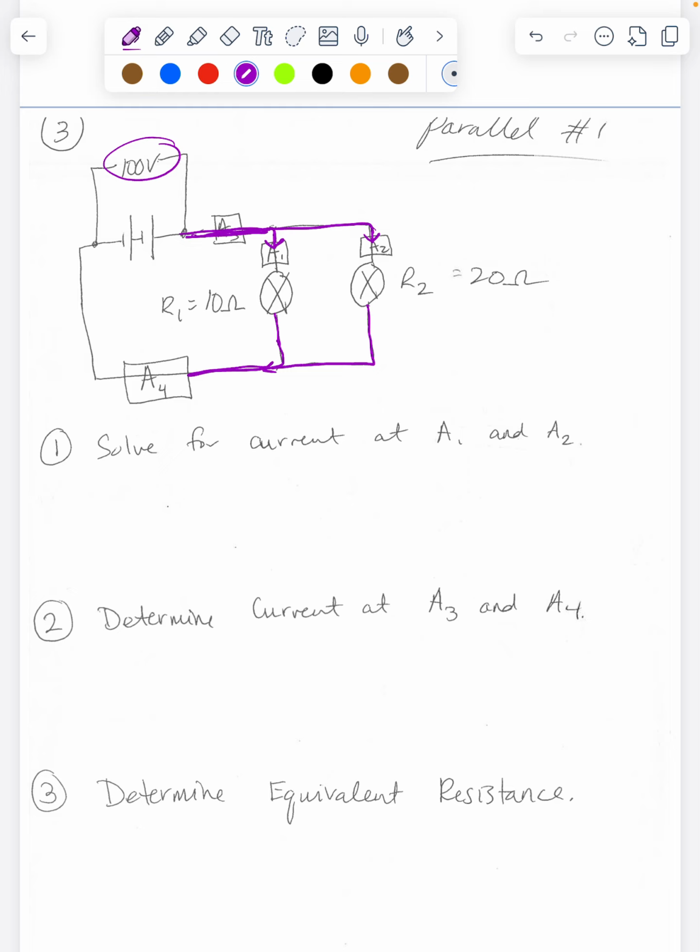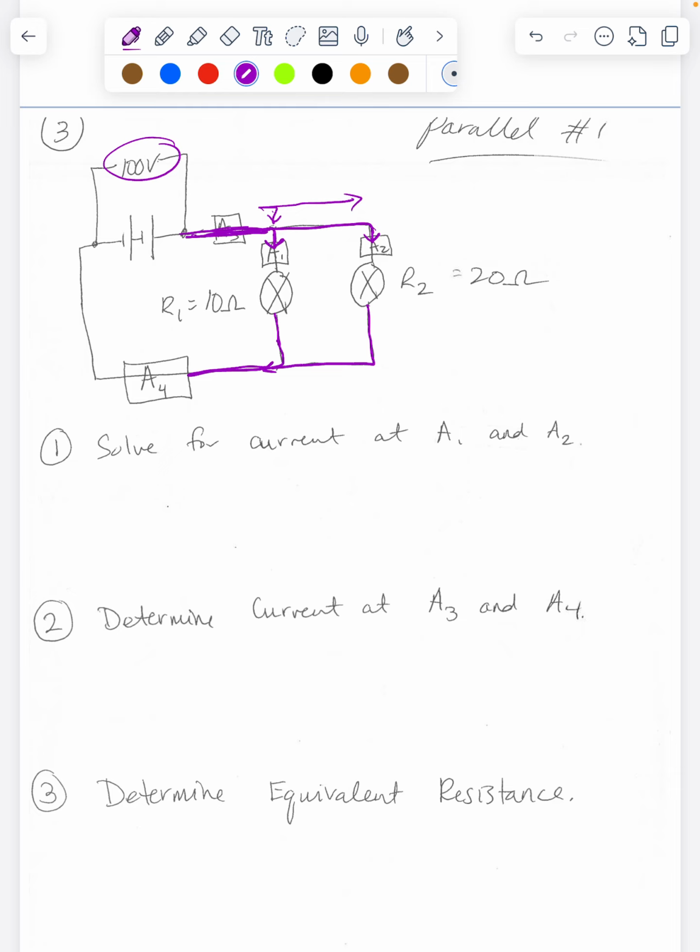The thing to remember about parallel is that any given electron only goes down one path. If you're an electron exiting the battery, moving down the wire, you're either going to go down path 1 or path 2. You can't go down both paths. So for an individual electron, how much does it have to travel through? Well, an individual electron only goes through one light bulb or the other.